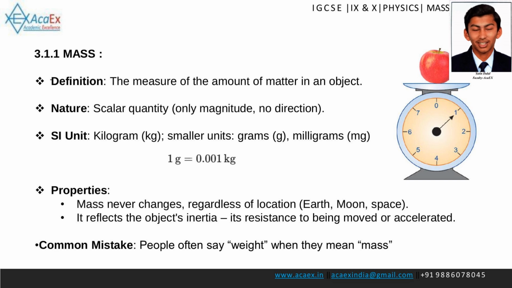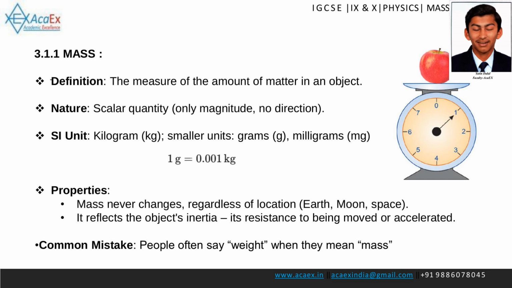Mass definition: the measure of the amount of matter in an object. Nature: it is a scalar quantity, meaning it has only magnitude and no direction. SI unit: the SI unit is the kilogram, kg. Smaller units include grams, g, and milligrams, mg. 1 gram is equal to 0.001 kilograms.